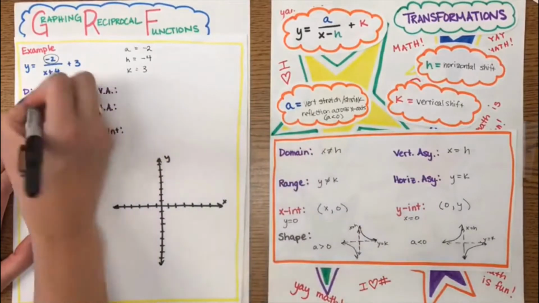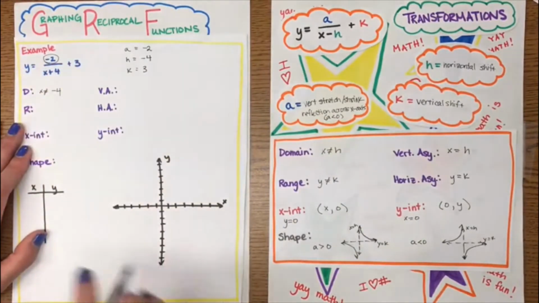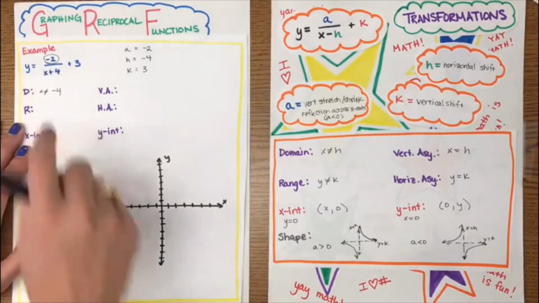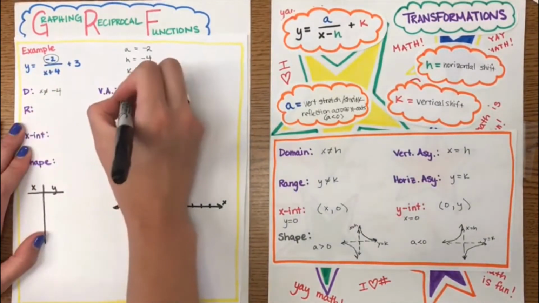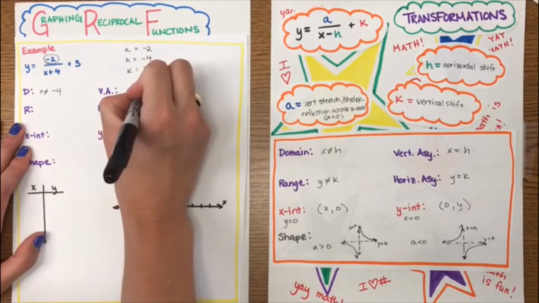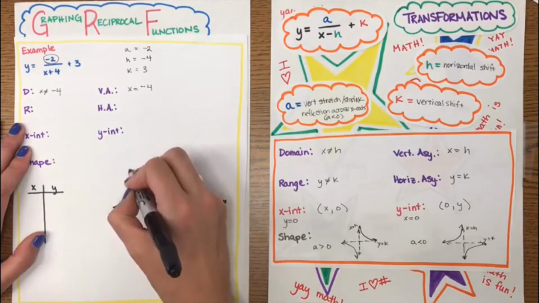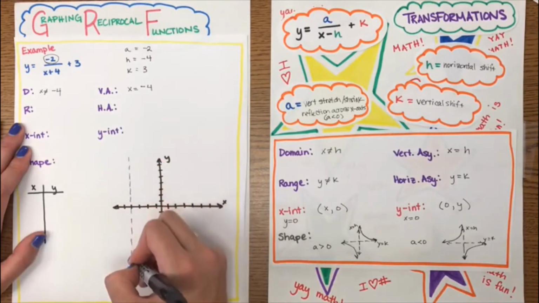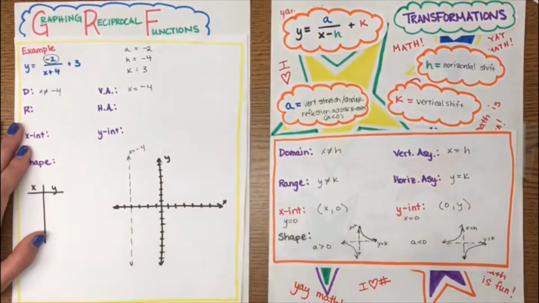The domain of my function should be x is not equal to h, which makes sense because if I plug in -4, I get a denominator of 0. That's no good. And that domain becomes my vertical asymptote of x equals -4. So x equals -4 is my vertical asymptote.